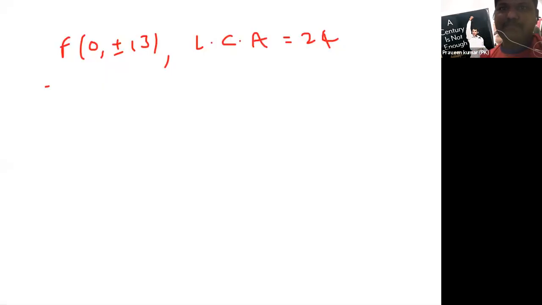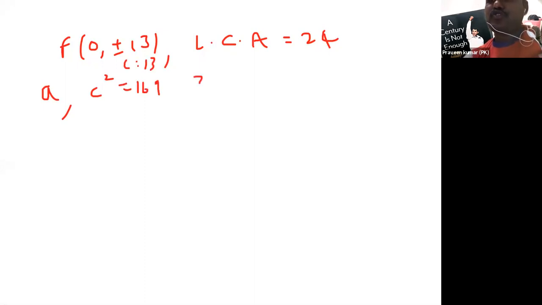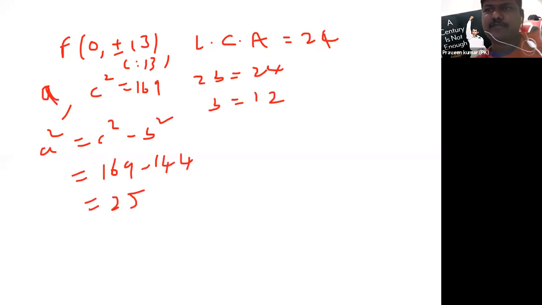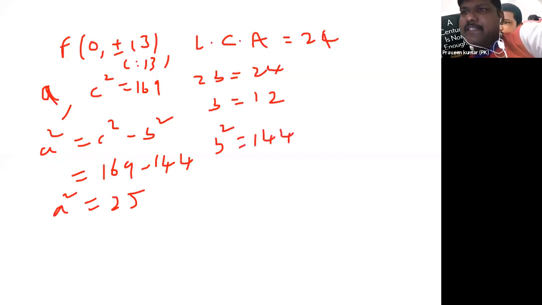What is a square? We don't know, we need to find. C square is given. C is 13, C square is 169. 2b is 24. A square is equal to C square minus B square. 169 minus 144, 25 is a square. B square is 144.